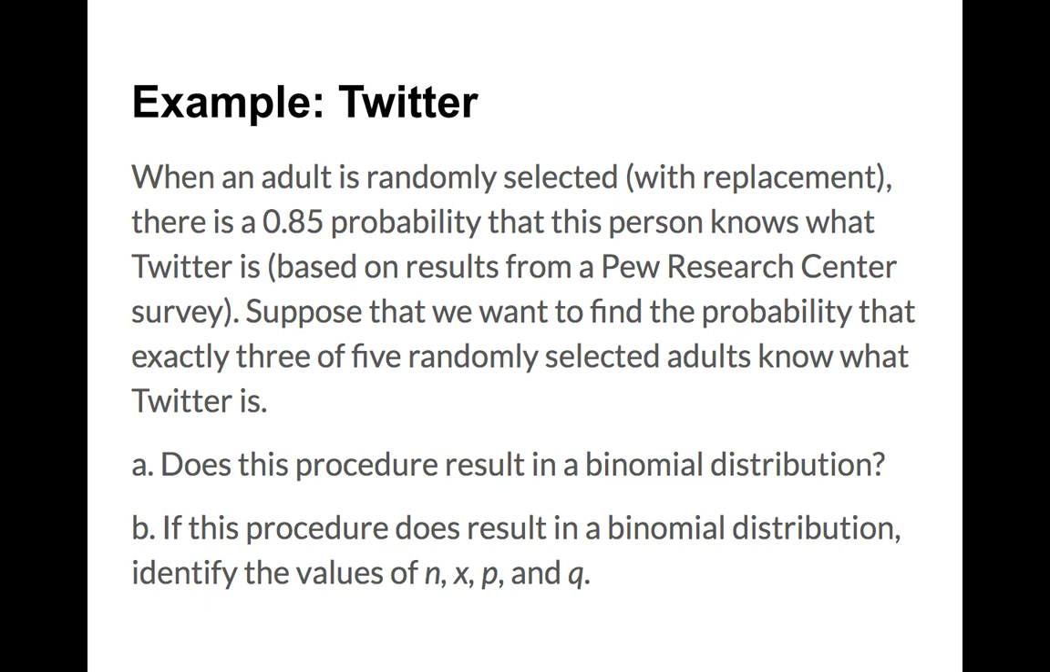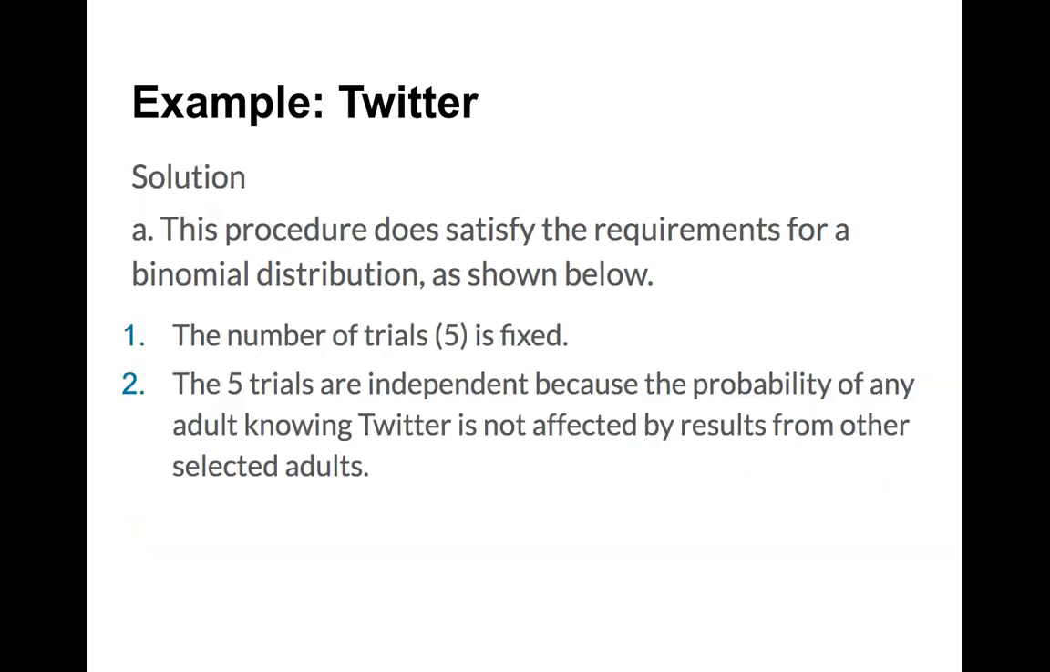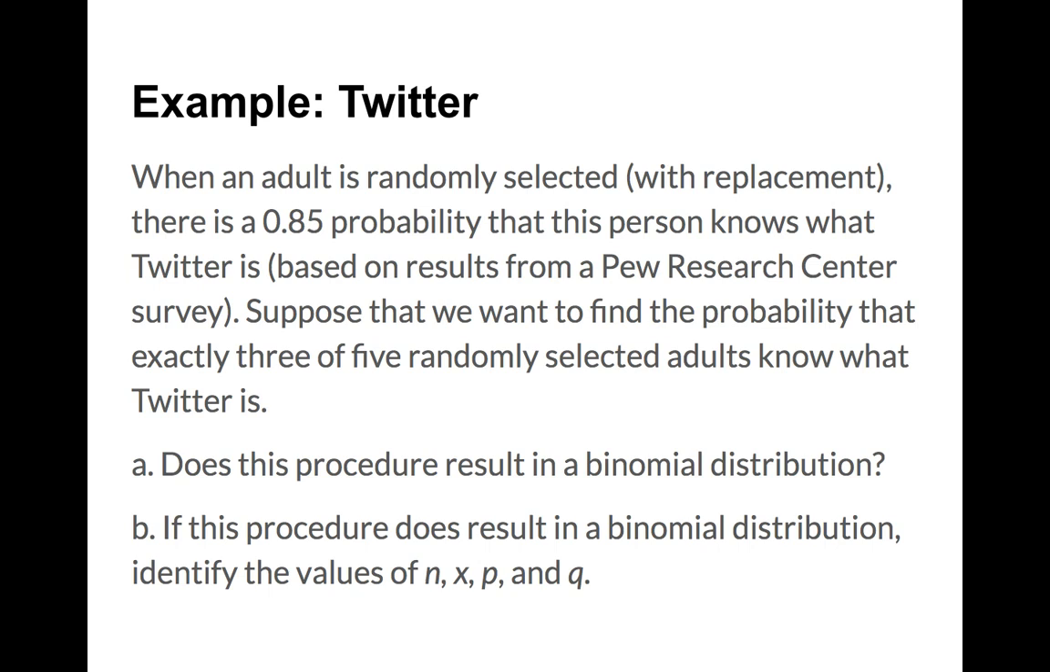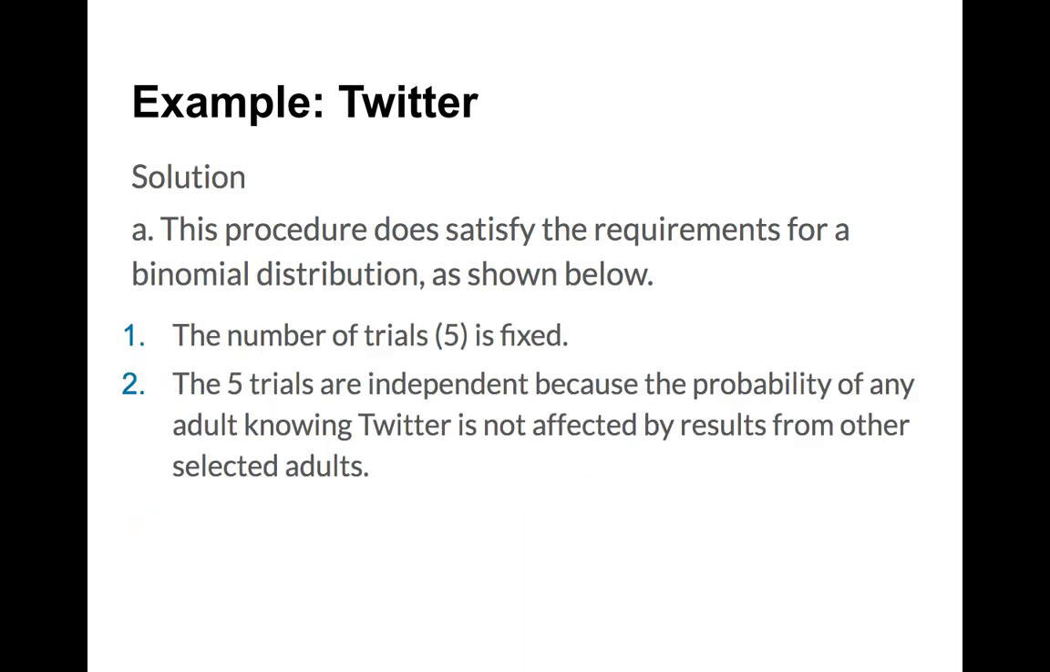So there's 2 questions. Does this procedure result in a binomial distribution? And if so, find the values n, x, p, and q, and then find the probability. For this to satisfy our conditions, we just need to go through. Well, we're asking 5 people, so that's our 5 different trials. Because we have this with replacement up here, a random adult is randomly selected with replacement, that gives us that each trial is independent. We're not removing one adult from the population, and so our probability doesn't change.